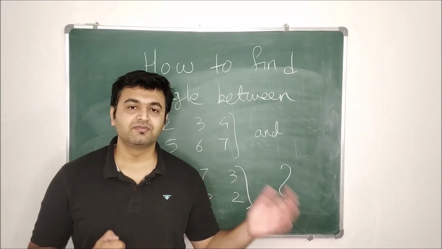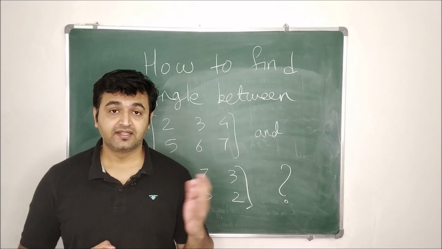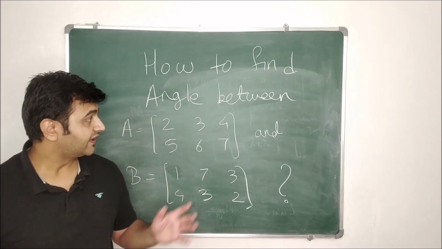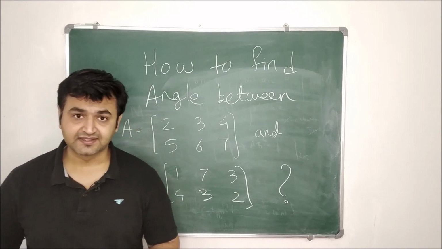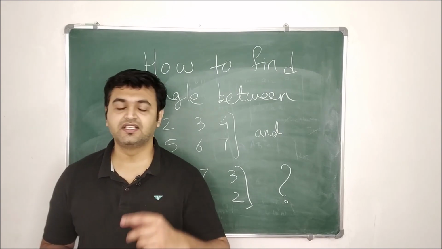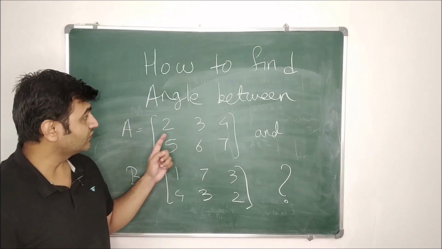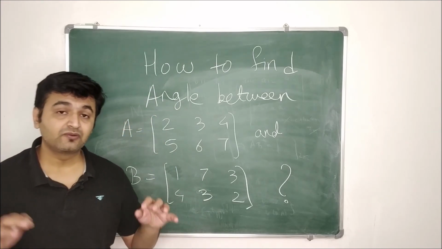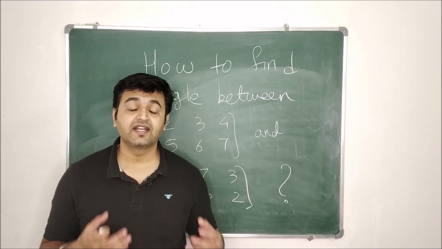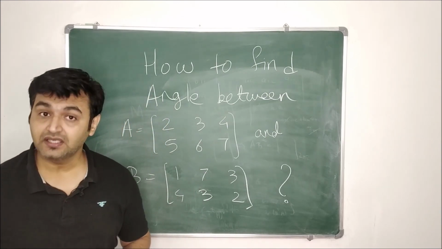Hey everyone, in my lecture on why we study inner products, I asked you a question: how do you find the angle between matrices? If you have missed that lecture, my strong suggestion is to please have a look, the link is in the description. Today in this session we are going to see the answer. If you have two matrices and you want to find the angle between them, how will you find it?